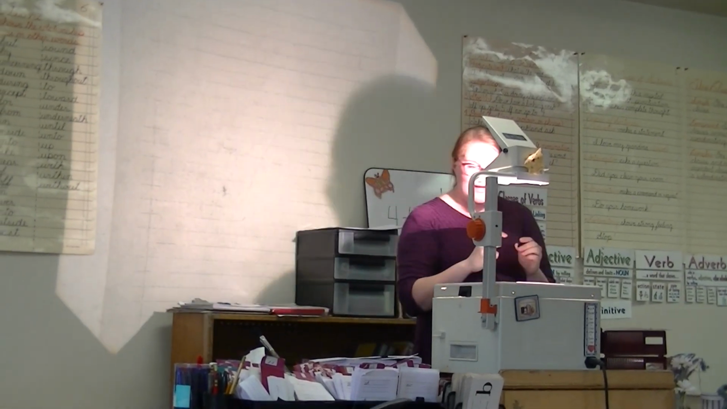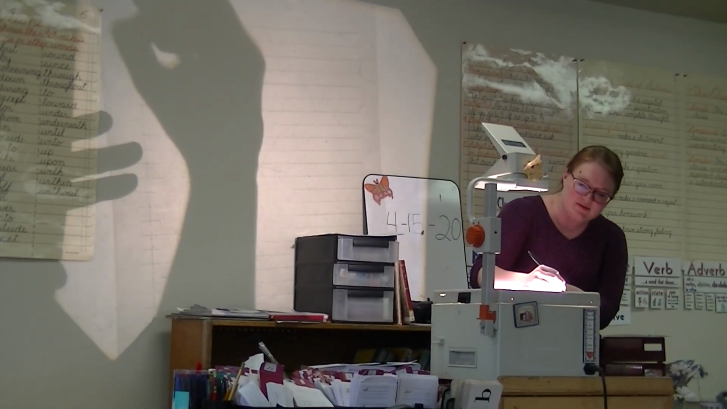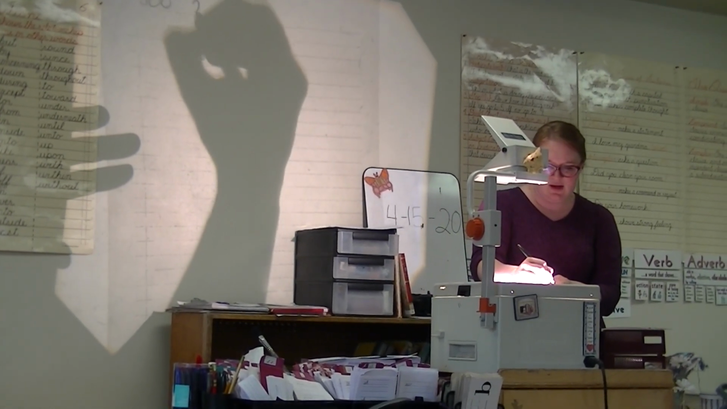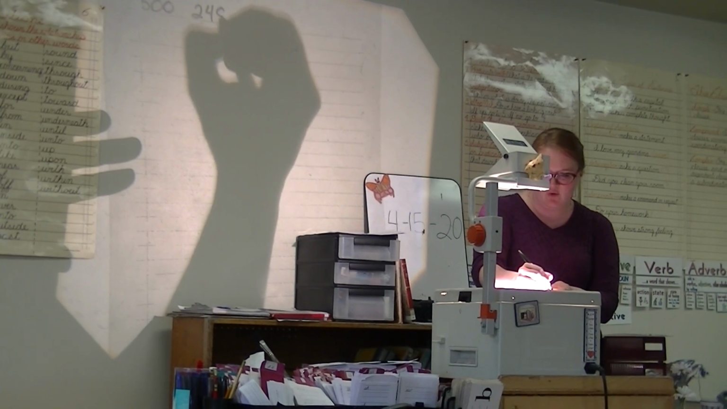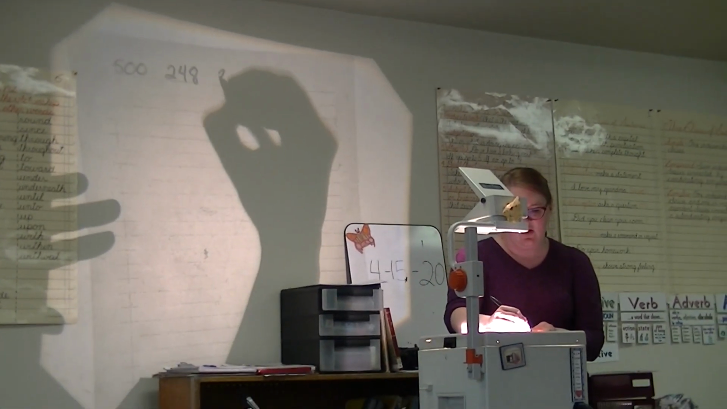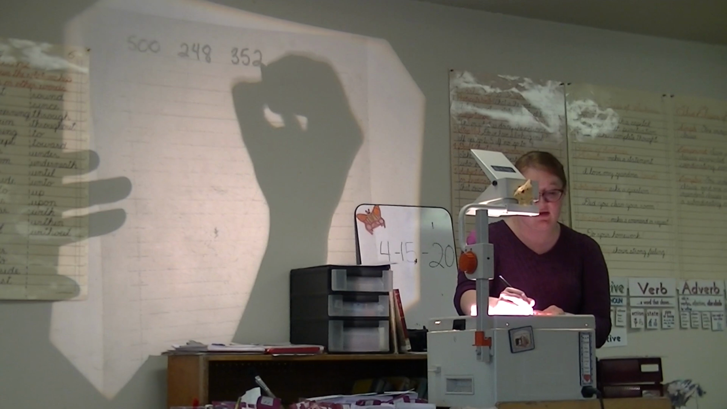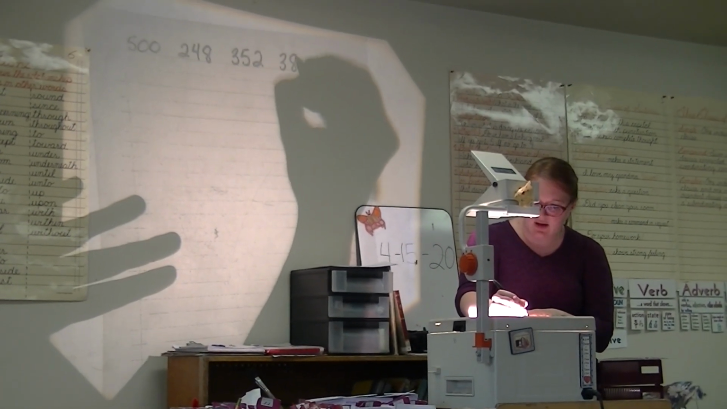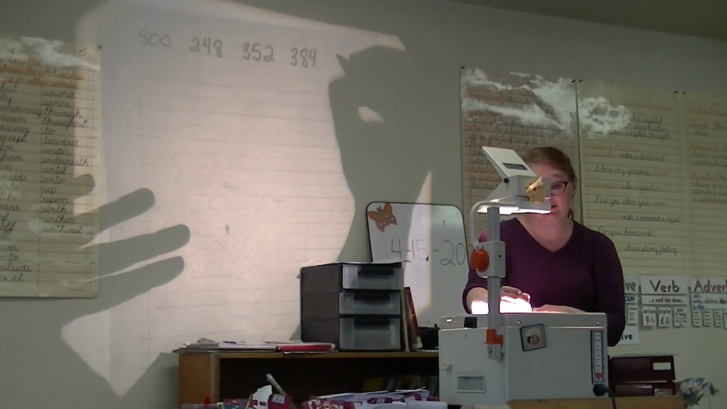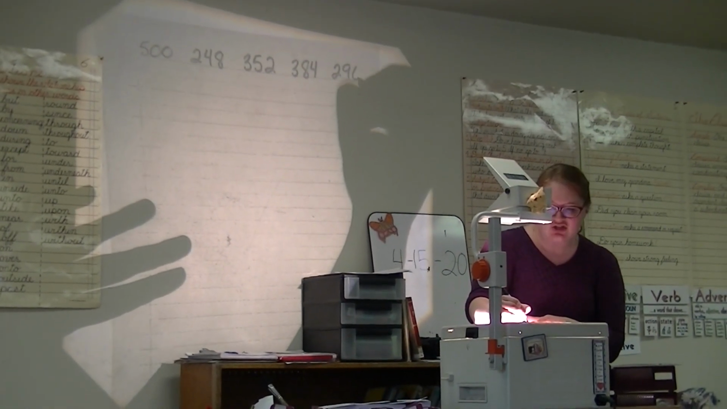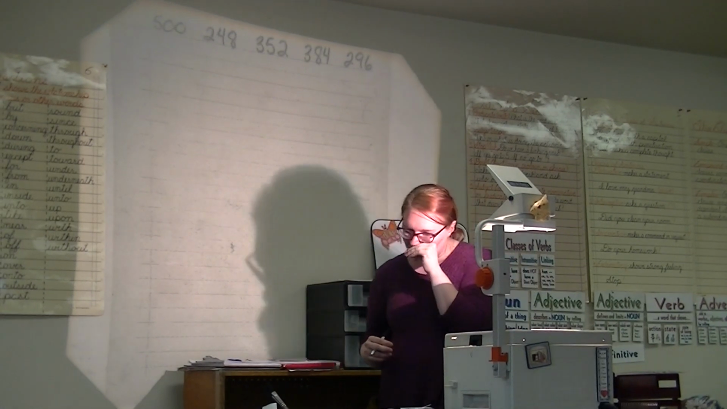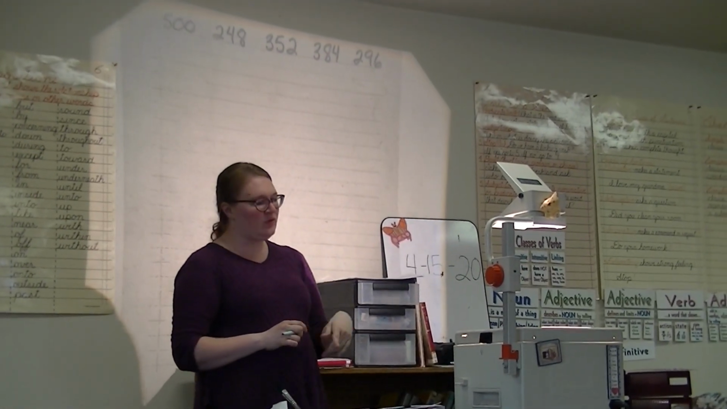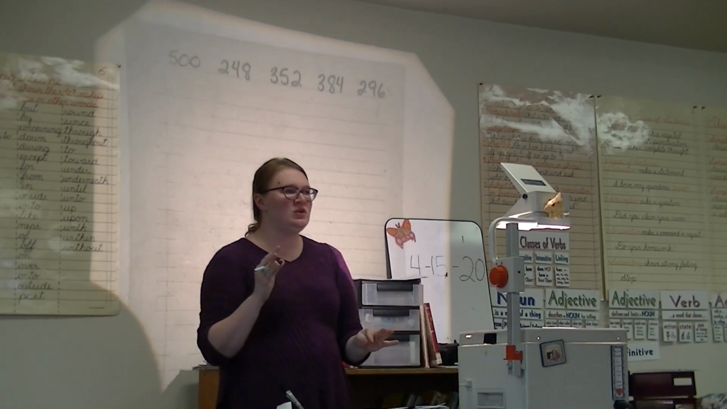All right, now, number 6. We have these numbers: 500, 248, 352, 384, and 296. Now, they want us to put it in order from least to greatest.